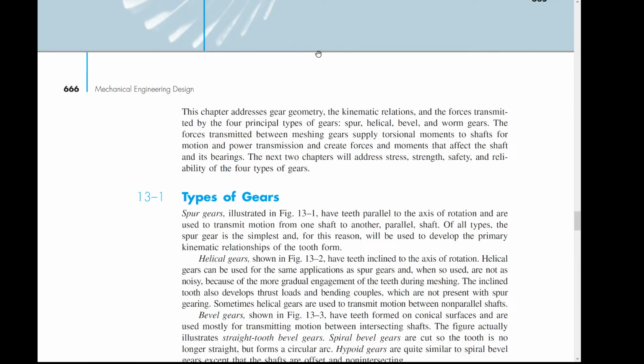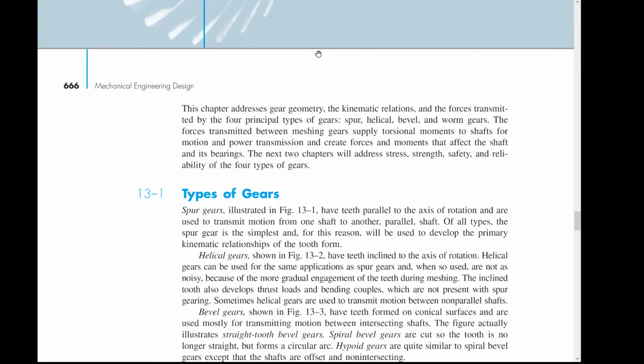This chapter addresses gear geometry, the kinematic relations, and the force transmitted by the four principal types of gears: spur, helical, bevel, and worm gears. The forces transmitted between meshing gears supply torsional moments to shafts for motion and power transmission and create forces and moments that affect the shaft and its bearings. The next two chapters will address stress, strength, safety, and reliability of the four types of gears.